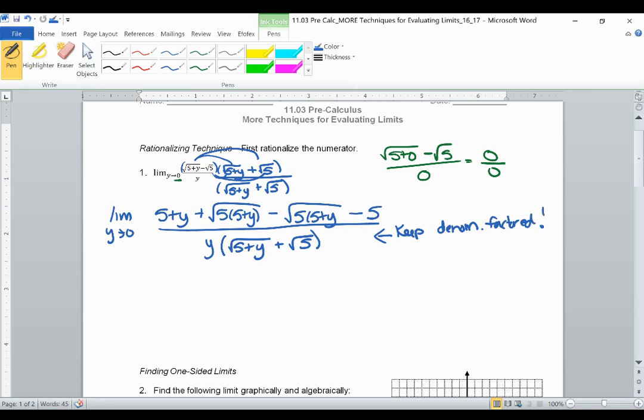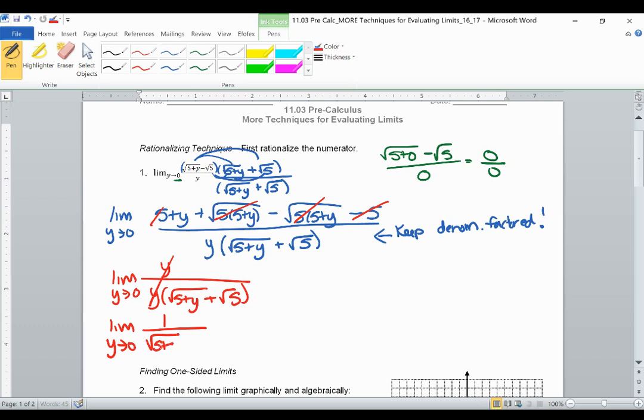All right, so now looking up here, I've got like terms here and here. My 5 minus 5 will cancel. So now, and again, you should be writing out that limit as y approaches 0 each time, I'm left with y on the top over y times the square root of 5 plus y plus the square root of 5. Now I can cancel those out because they're both attached with multiplication. Again, write out that limit. So there's nothing left on the top, so that's a 1 over rad 5 plus y plus rad 5.